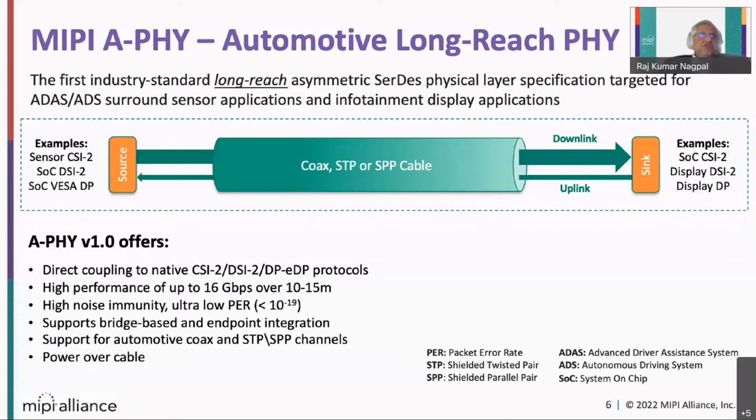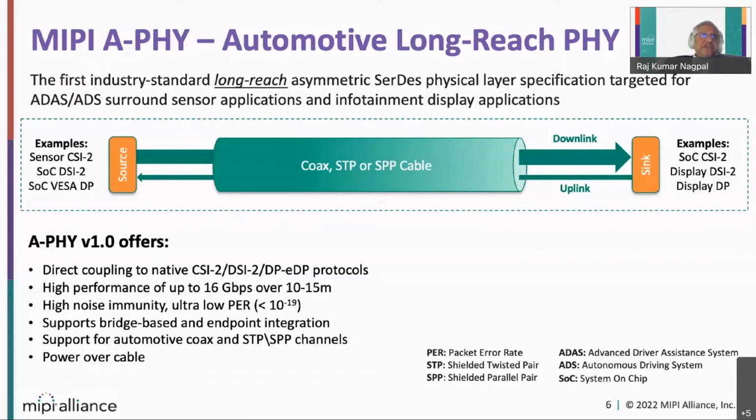It is directly going to couple to CSI-2, DSI-2, DP or eDP protocols. The performance is 16 gigabit per second per lane, and it supports 10 to 15 meters of distance. Again, distance is a function of the quality of the interconnect, so one should look at S-parameter performance as the electrical compliance requirement. Generally it is 15 meters for coaxial line, and for shielded twisted pair we claim 10 meters. It has high noise immunity and ultra low packet error rate.